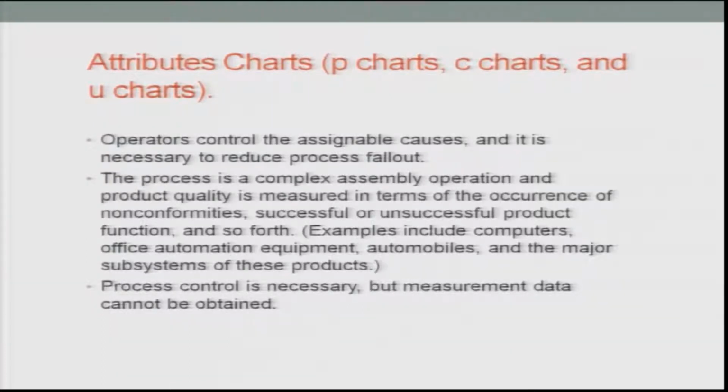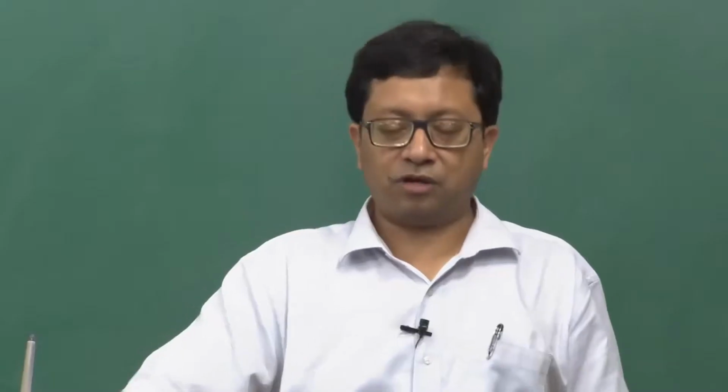So, if there are any variations, the process is a complex assembly operation and product quality is measured in terms of the occurrence of the non-conformities, and so on and so forth. Examples include computers, office automation equipment, automobiles and the major subsystems of these products which are being considered. Process control is necessary, but measurement data cannot be obtained. So, in this case if they are not obtained, obviously you would have the attributes.